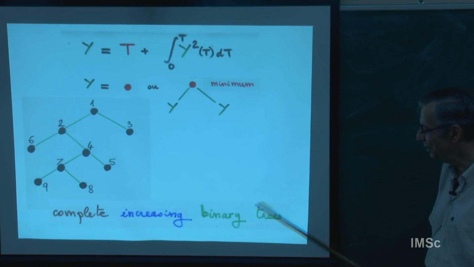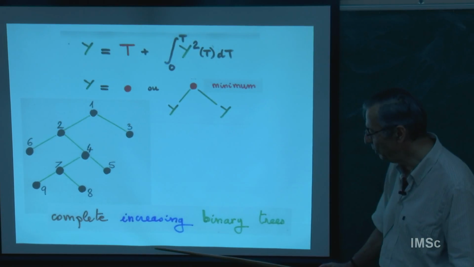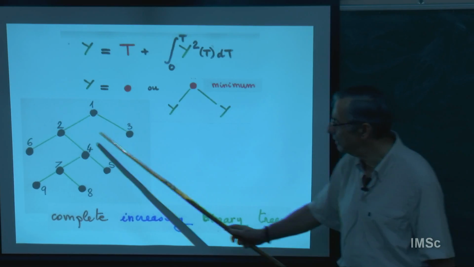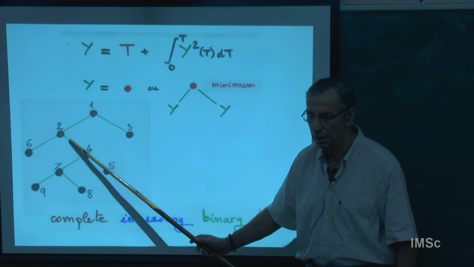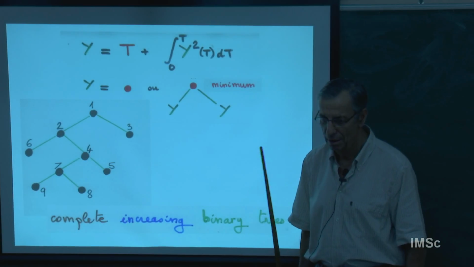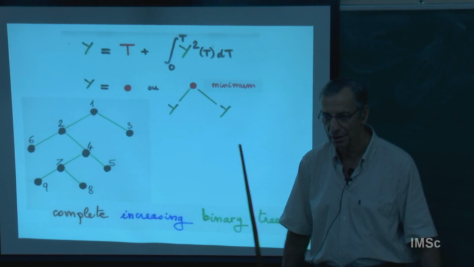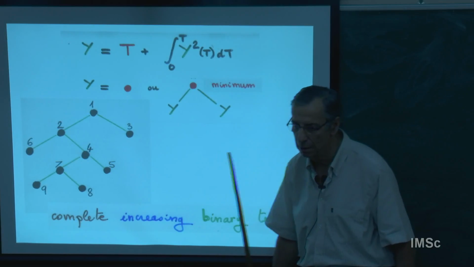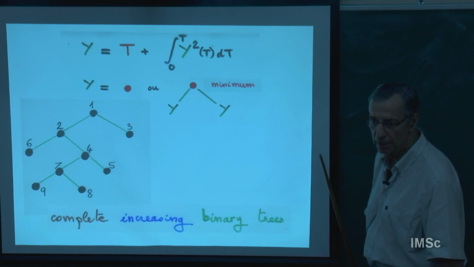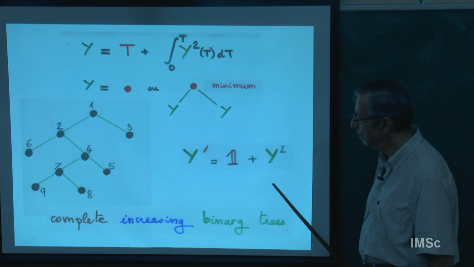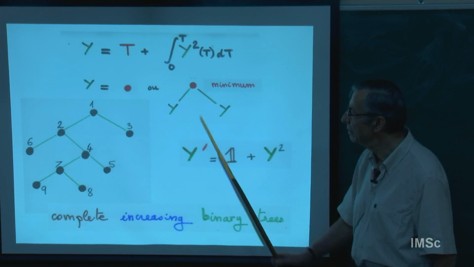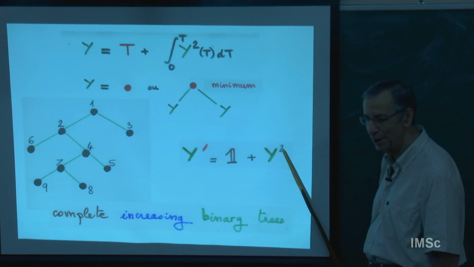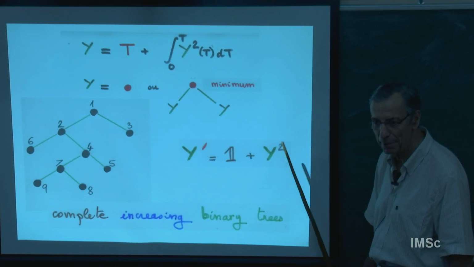What is the solution? It's a complete increasing binary tree. Complete means that every vertex either has two children or has no child. When the binary tree was incomplete, this was n factorial. But when the binary tree is complete, there is no single point, it's a label. And then this complete binary tree gives you an interpretation. If you want to go back to the differential equation, this is a differential equation for complete binary trees.